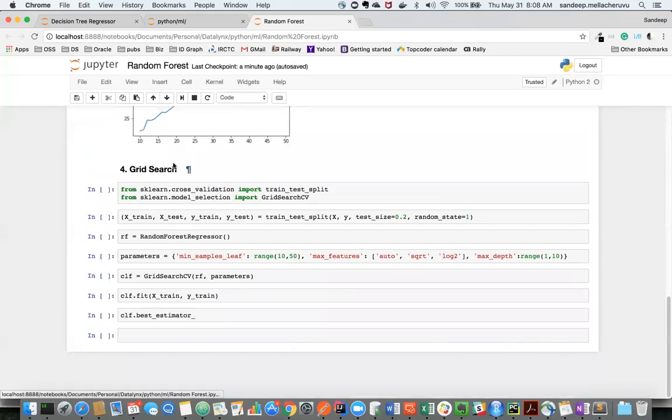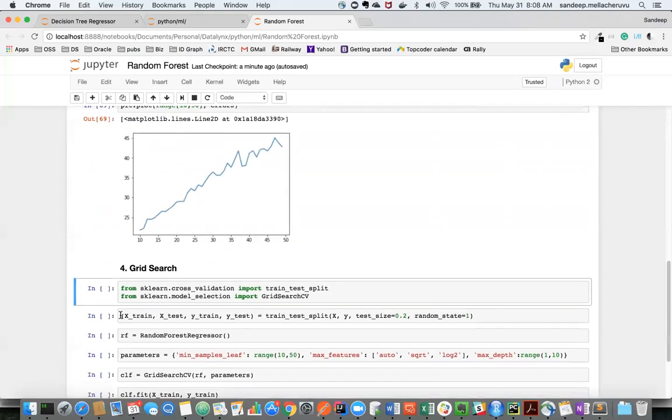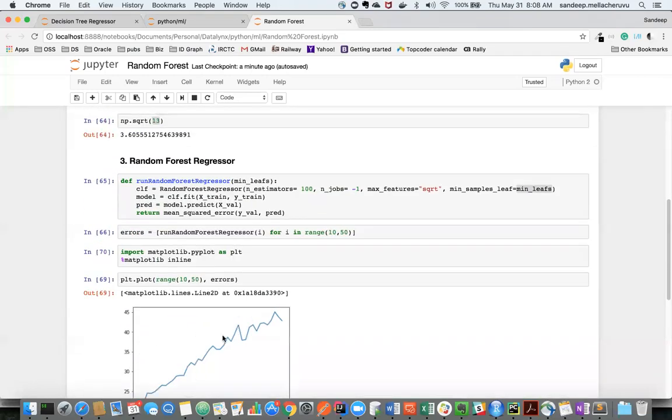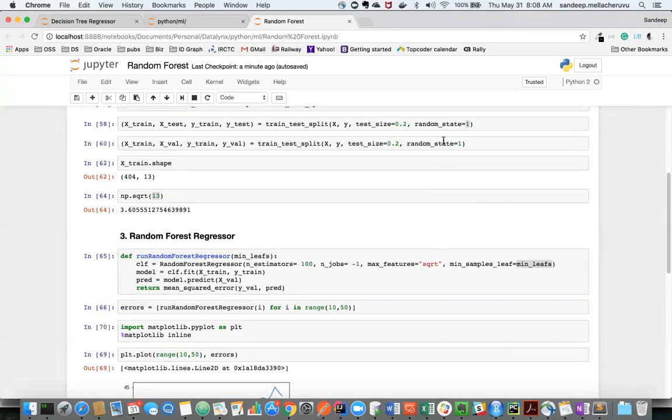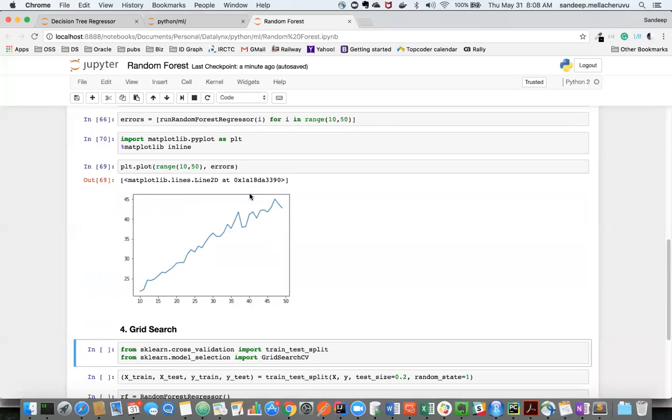So I'll tell about the grid search tomorrow. But in the meantime, you try to answer this question. Try to change this random state for different values. Tell me if this variance is much or not.